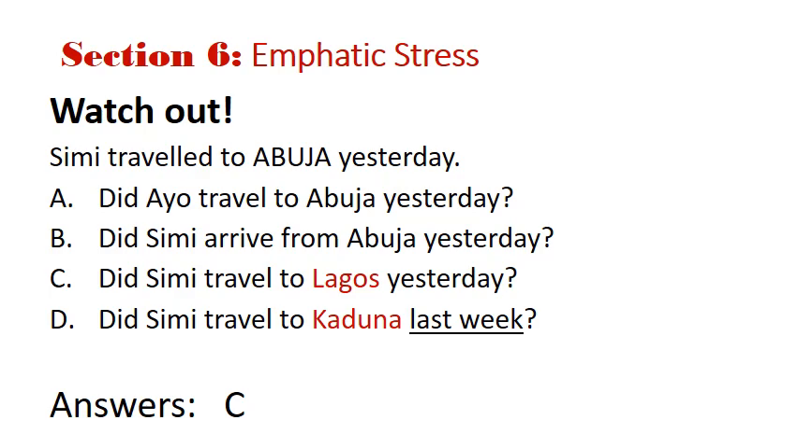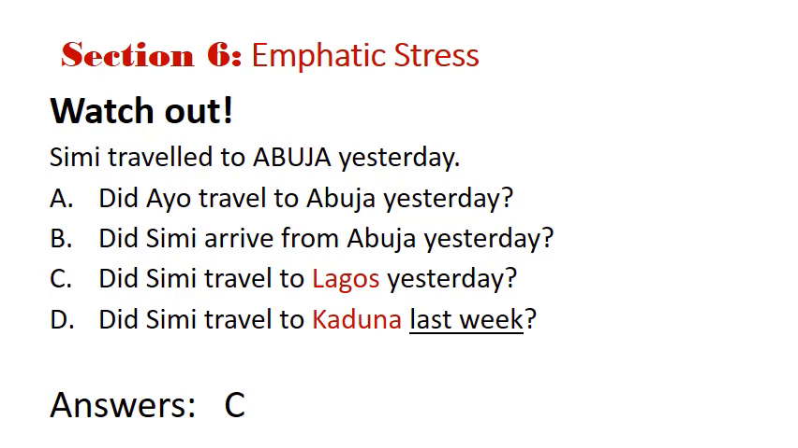So, since option D has Kaduna different from Abuja and also has last week different from yesterday, we would leave option D. We would only go for option C, which has a change only in place, where Lagos opposes Abuja and yesterday remains. So C is our answer in this instance.